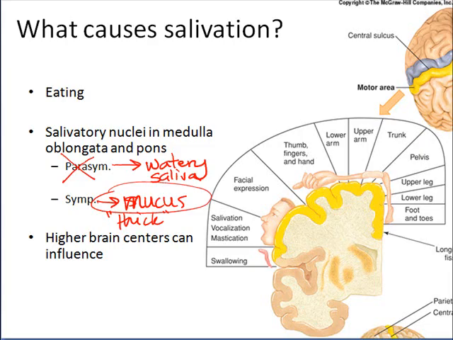Now, we also know that higher brain centers can influence when we salivate. For example, just thinking about a food, even when the food isn't present, can often generate salivation.